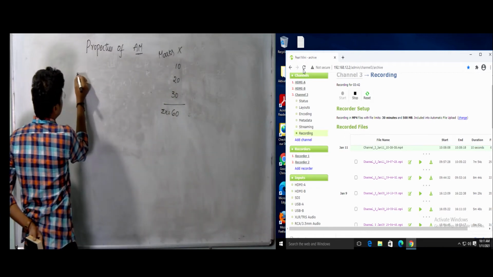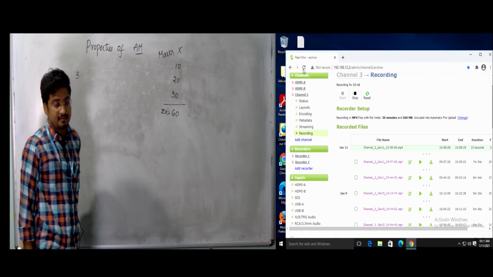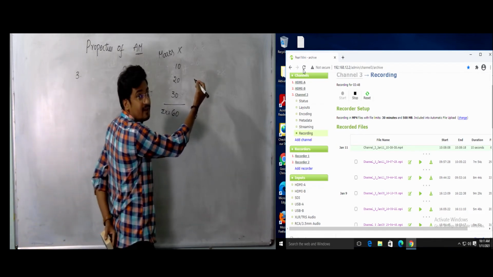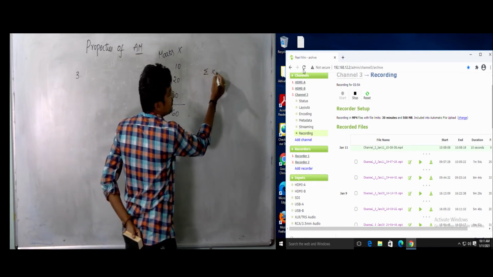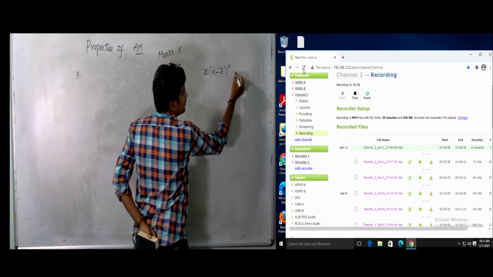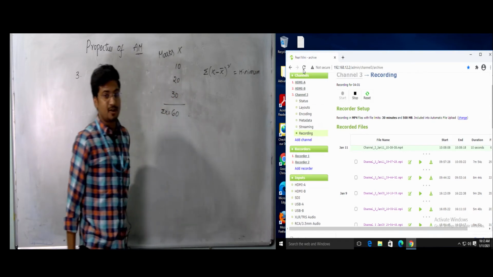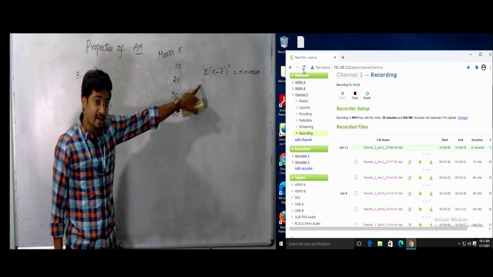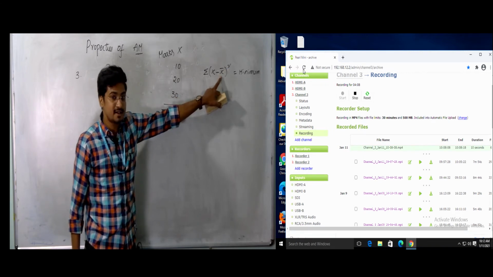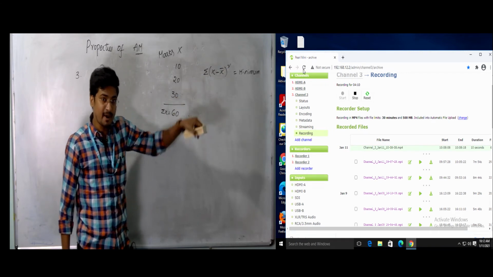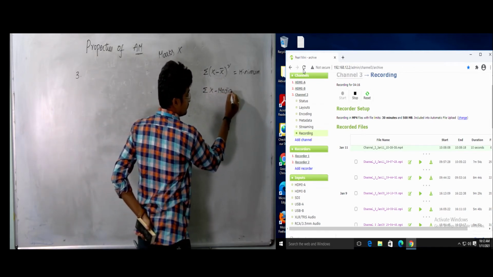Next, third property. The sum of the squares of the deviations is minimum when the deviations are taken from arithmetic mean. Symbolically, summation x minus x bar whole square is minimum. This is minimum compared to median and mode.